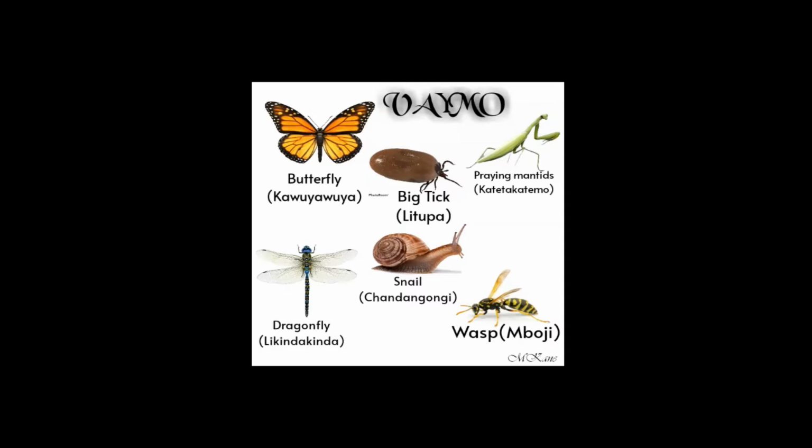Snail chandangongi. Dragonfly likindakinda. Butterfly kauyauya. Big tick litupa. Praying mantids katetakatemo. That is it. Any question before we go to the next page?